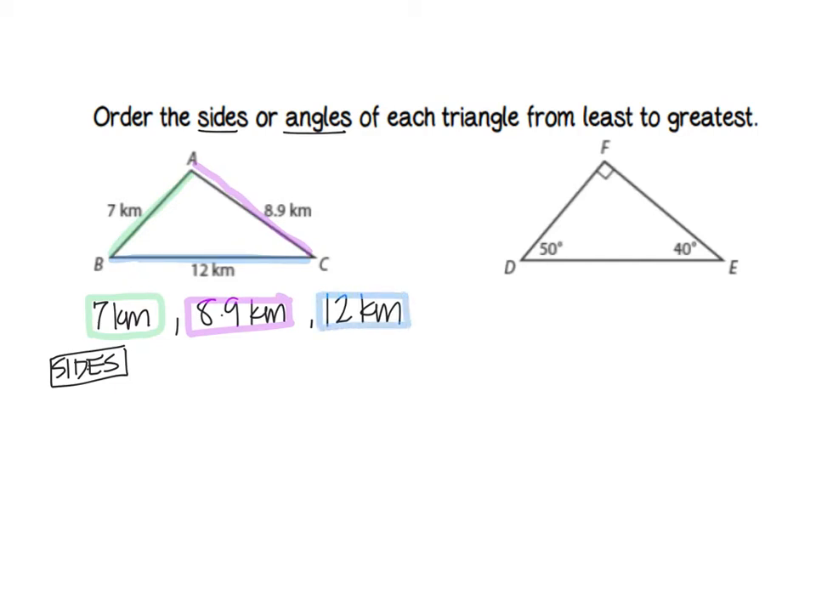So when we go through and we're talking about our sides, we need to look to see what letters are the endpoints of that side. So when I do that, I can see that the green one is the side AB.